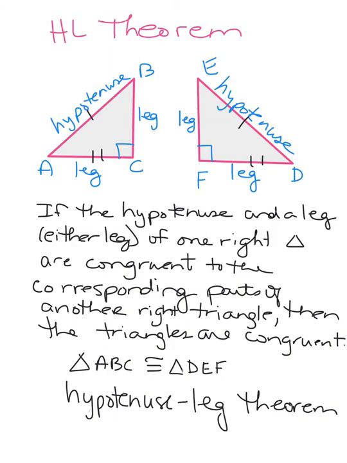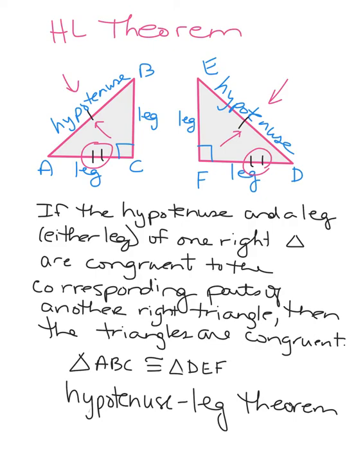The HL Theorem stands for hypotenuse leg theorem, and what this theorem states is if the hypotenuse and a leg, and that means either leg, of one right triangle are congruent to the corresponding parts of another right triangle, then the triangles are congruent. So if you look at our diagram and our markings, we have that the hypotenuse, remember the hypotenuse is the side across from the right angle, and each of these triangles are congruent. And here we have the legs are congruent. So if we have a hypotenuse and one leg, then we can use the HL theorem.